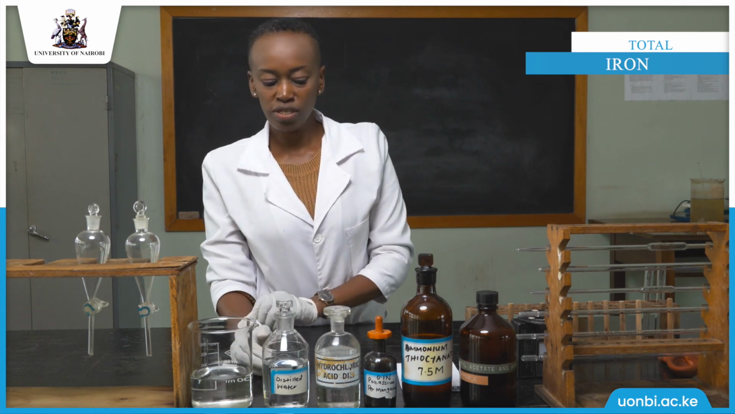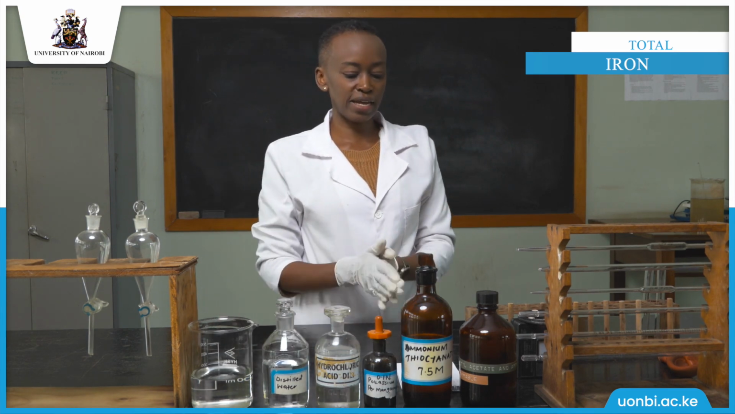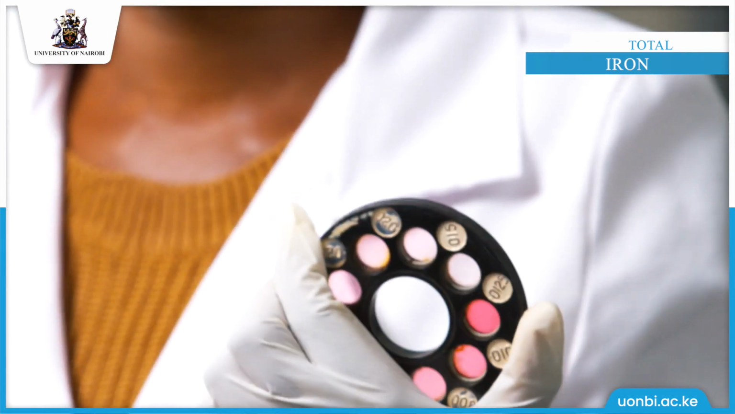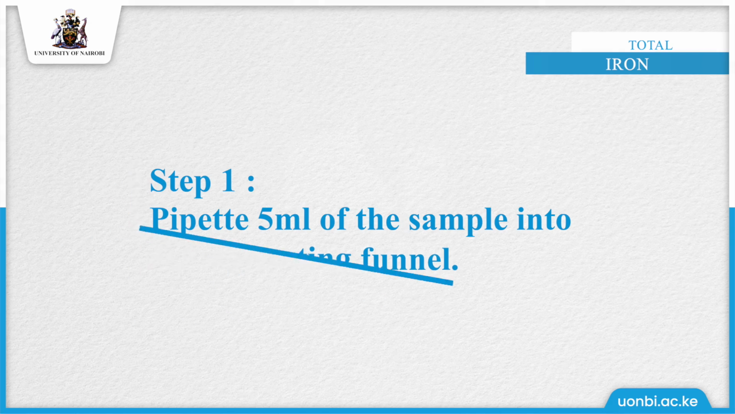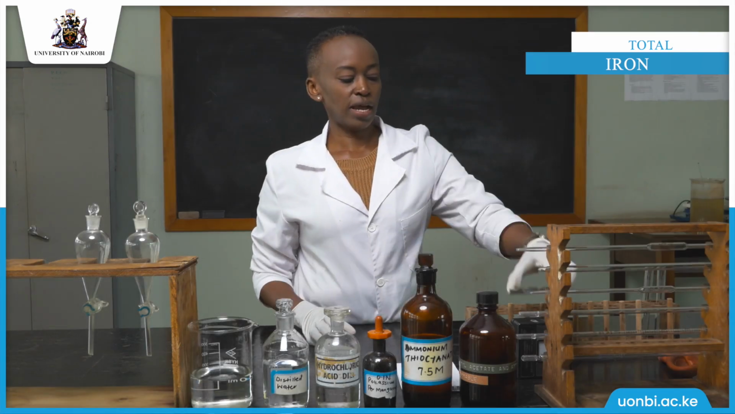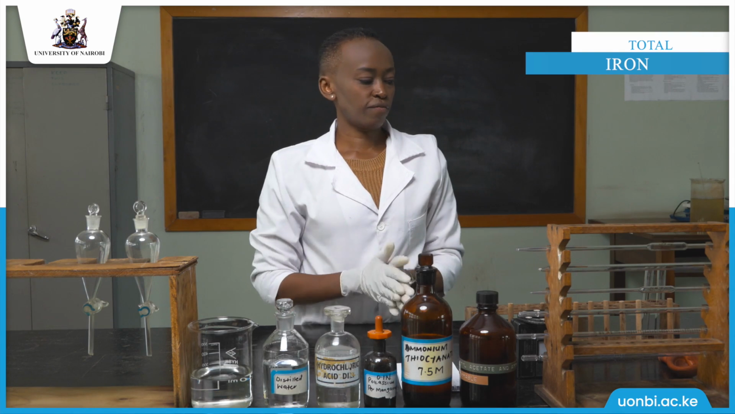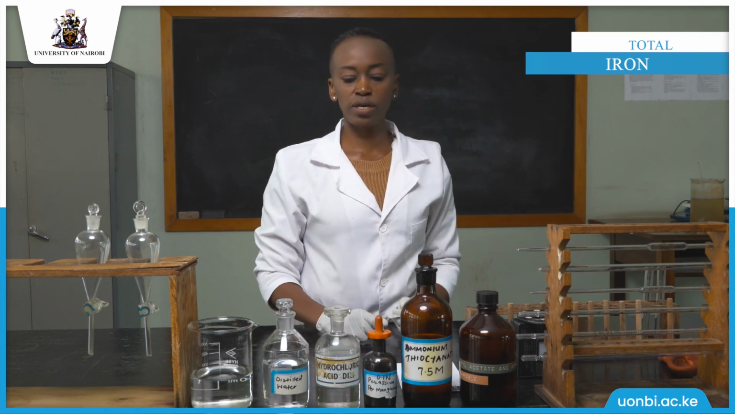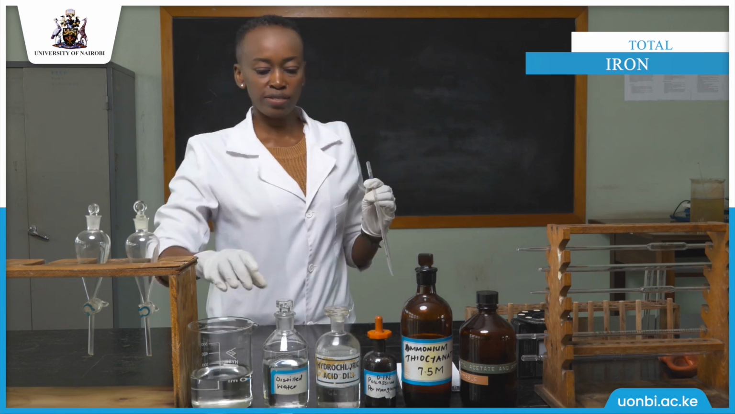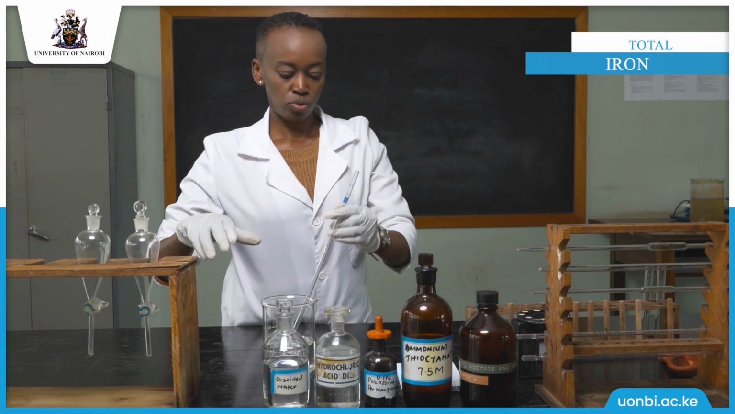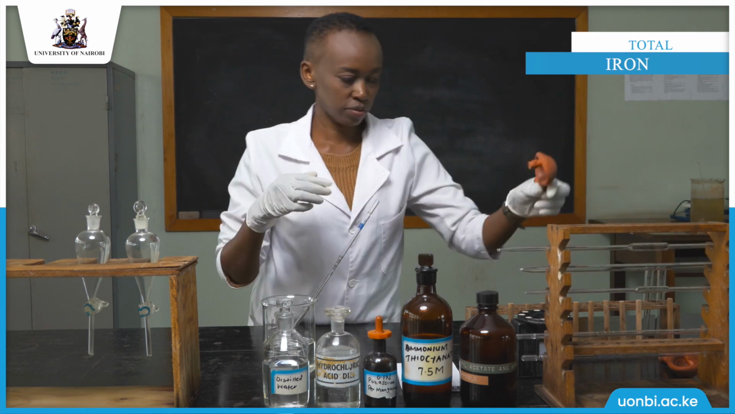With this method, the color standards are designed on this disc. They are designed to match the red color that is produced when ferric ion reacts with ammonium thiocyanate. So we'll use the red color. The first step is to take 5 ml of the sample into the separating funnel. So we start by doing the procedure.